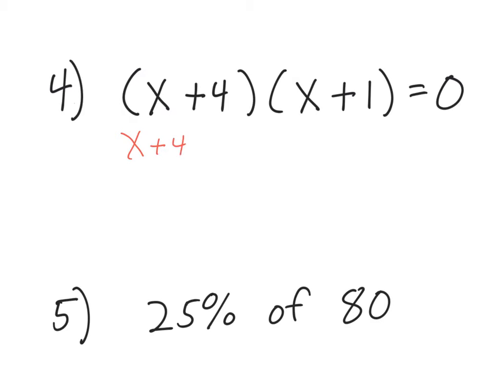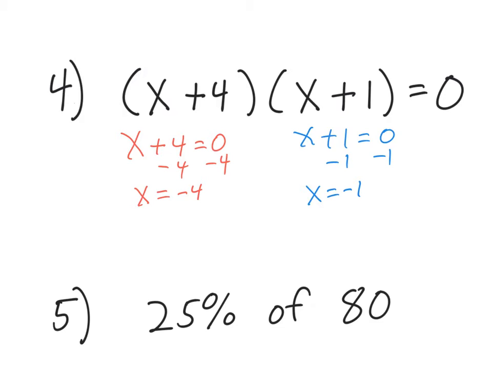If I do x plus 4 equals 0, I'm going to subtract 4 from both sides. I'll get x equals negative 4. And then if we do x plus 1 equals 0, subtract 1 from both sides, we'll get x equals negative 1. Okay, so 2 answers on these.